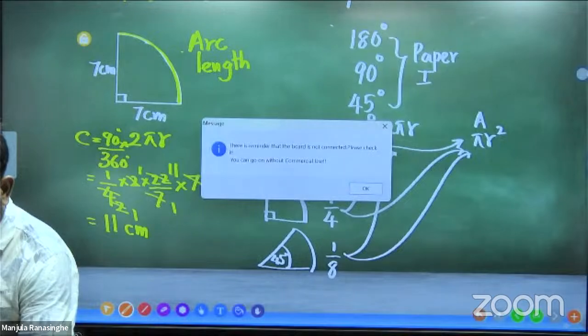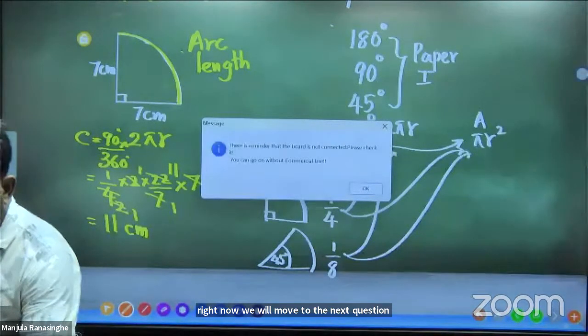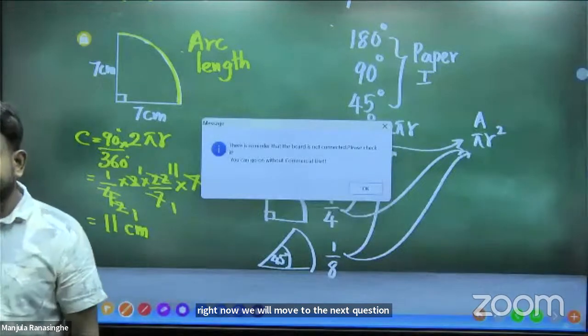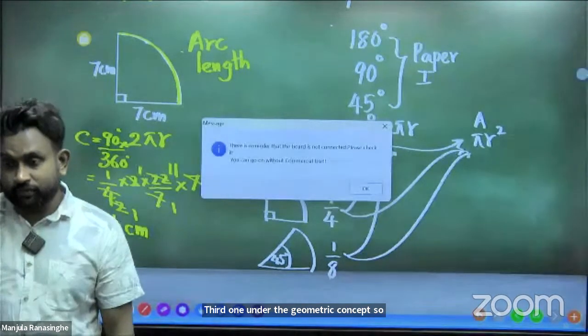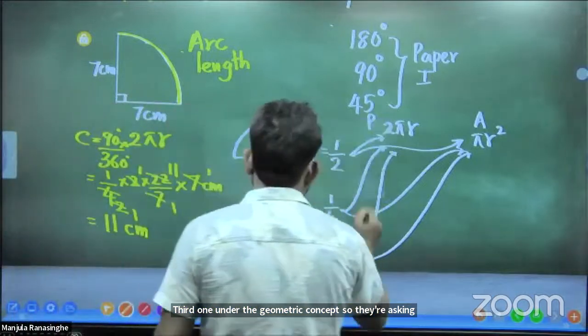Right, now we will move to the next question, the third one under the geometry concept. They are asking for the arc length. We found it by 1/4 into 2πr, right?